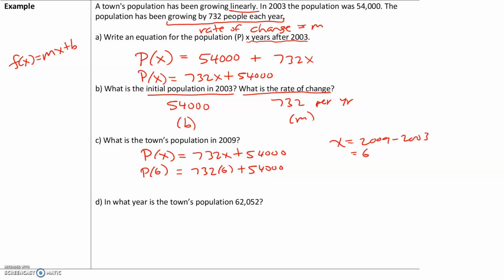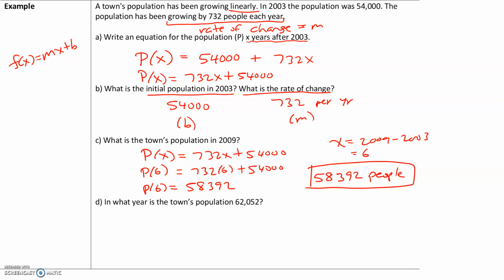So let's put that on a calculator. We got 732 times 6 plus 54,000, and that gives you 58,392. And just remember that x is the number of years after 2003. So when 6 years have passed, the population will have increased to 58,392. And for any number in math that is associated with a unit, you have to also include the unit. So we're not just talking about some random number. This is the number of people. So we will say that there were 58,392 people in 2009.